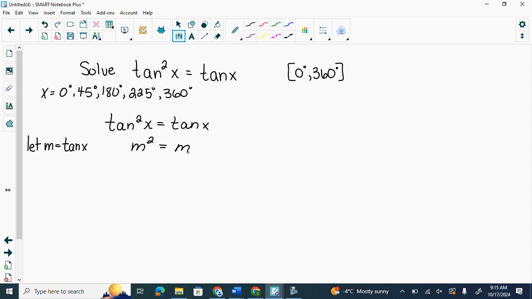Do not do that. The rule when you have a quadratic is everything moves to one side, set equal to 0. And you move everything to one side by addition or subtraction. Right? So I am not going to divide that over. I'm not going to divide a tan x from both sides. I'm going to subtract m over. So I'm going to get m squared minus m equals 0.